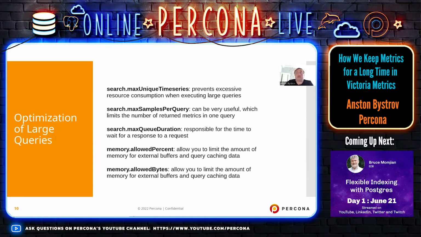The search.maxQueryDuration key is responsible for the time to wait for a response to a request. It means that when we send a very huge request, we may wait a very long time for the answer, and we can limit this time with this flag. When the time runs out, we get an error, and we can change our request to see why it was working for so long. In general, there are a fairly large number of cases that affect performance. In the post, I mentioned only the rules we use in our practice.